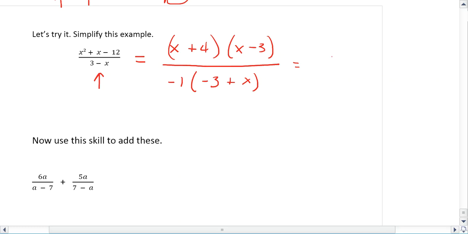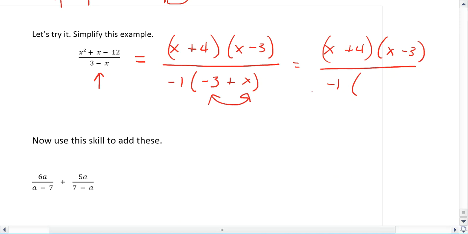Now I'm putting this extra step in. Pretty soon you won't need this extra step of actually factoring out the -1, and then I'm just going to switch places here, putting the x in front and the -3 in the back so that it looks really clear. Now these cancel, and so we're left with, and I can leave this -1 in the denominator, or I can put it in the numerator. Either way, it's -1 times x plus 4 in its factored form.